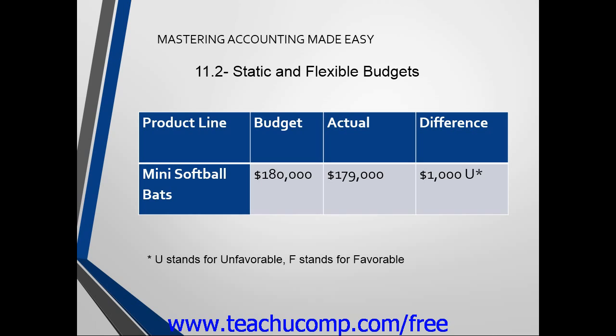Also notice that there is a U in the difference column. U stands for an unfavorable variance, while F stands for favorable. This variance is unfavorable because our actual sales data is $1,000 less than our budgeted.